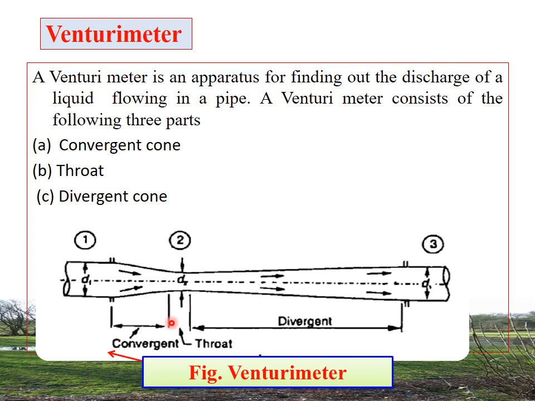Okay. Next one, where the angle of the divergent cone is 6 degrees and the convergent cone is 21 degrees. That is, the angle of the divergent cone is smaller because when the water is passing through the throat, its velocity is more, since the area at the throat is less.